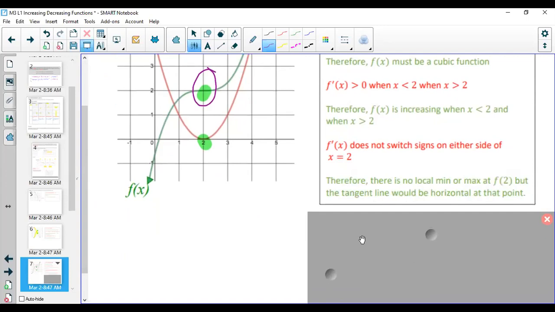Therefore, there's no local max or minimum at f of 2, but the tangent line would be horizontal at that point. If we were analyzing the tangent at the point x equals 2, because we have that type of behavior I circled in purple, our tangent line would be horizontal at that particular point.